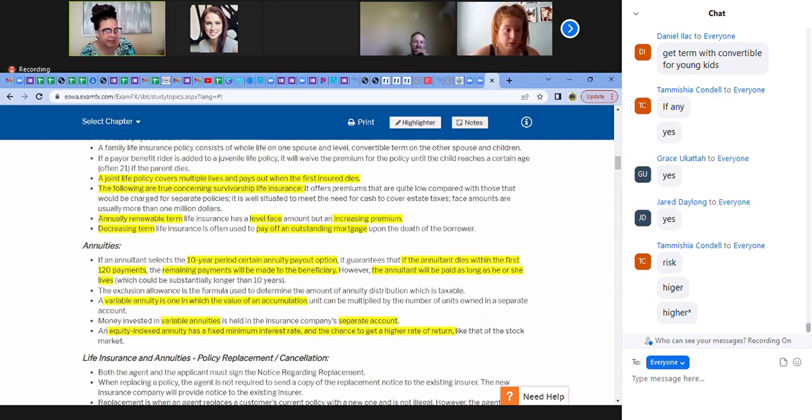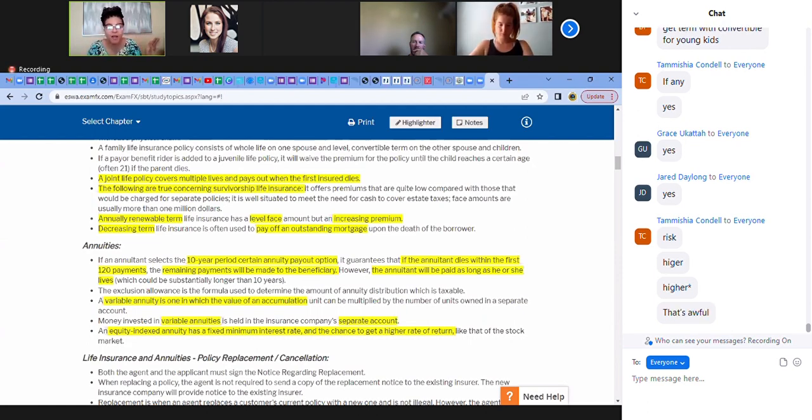All right, so let me see. I see a couple questions. What percentage of the premiums paid would carry over? No percentage. Term is term. You're only paying for insurance. There's no cash accumulated. There's nothing. So all those years you pay into term, that's it.